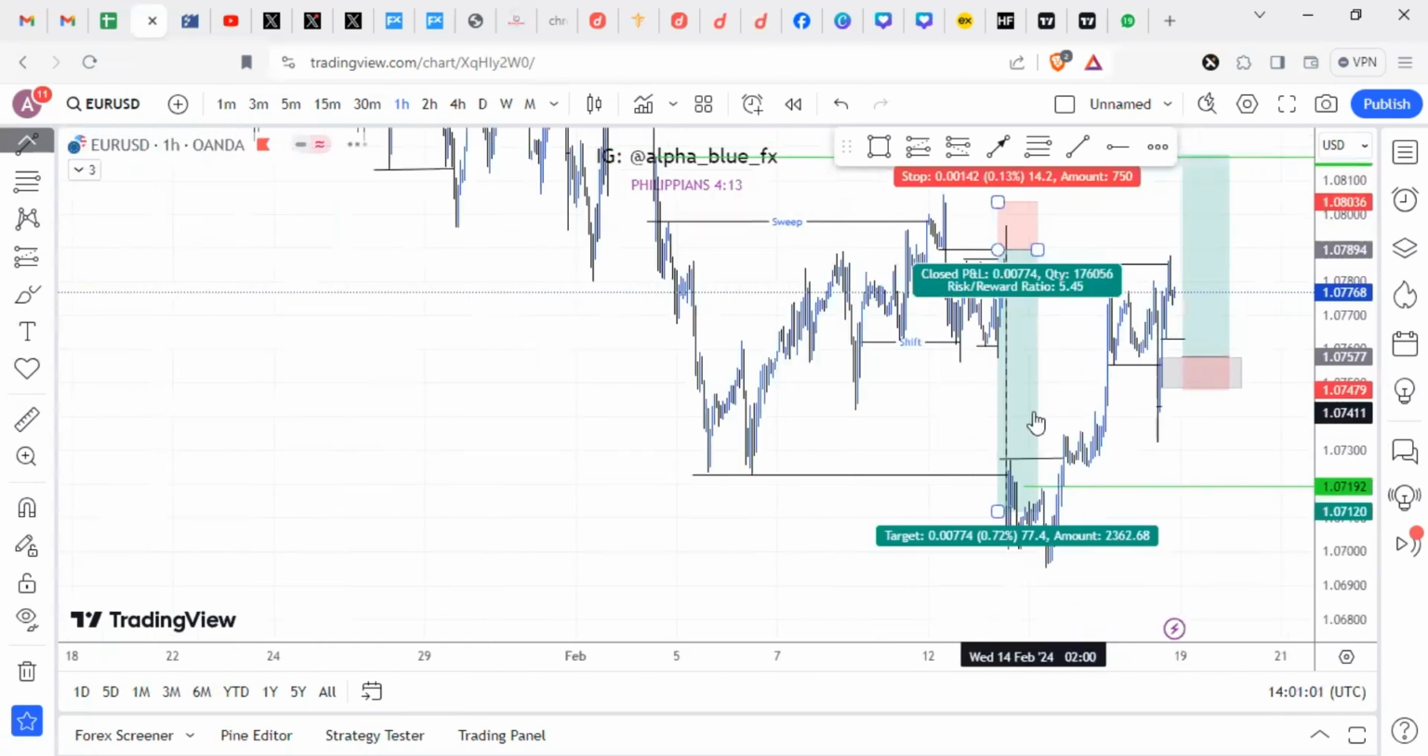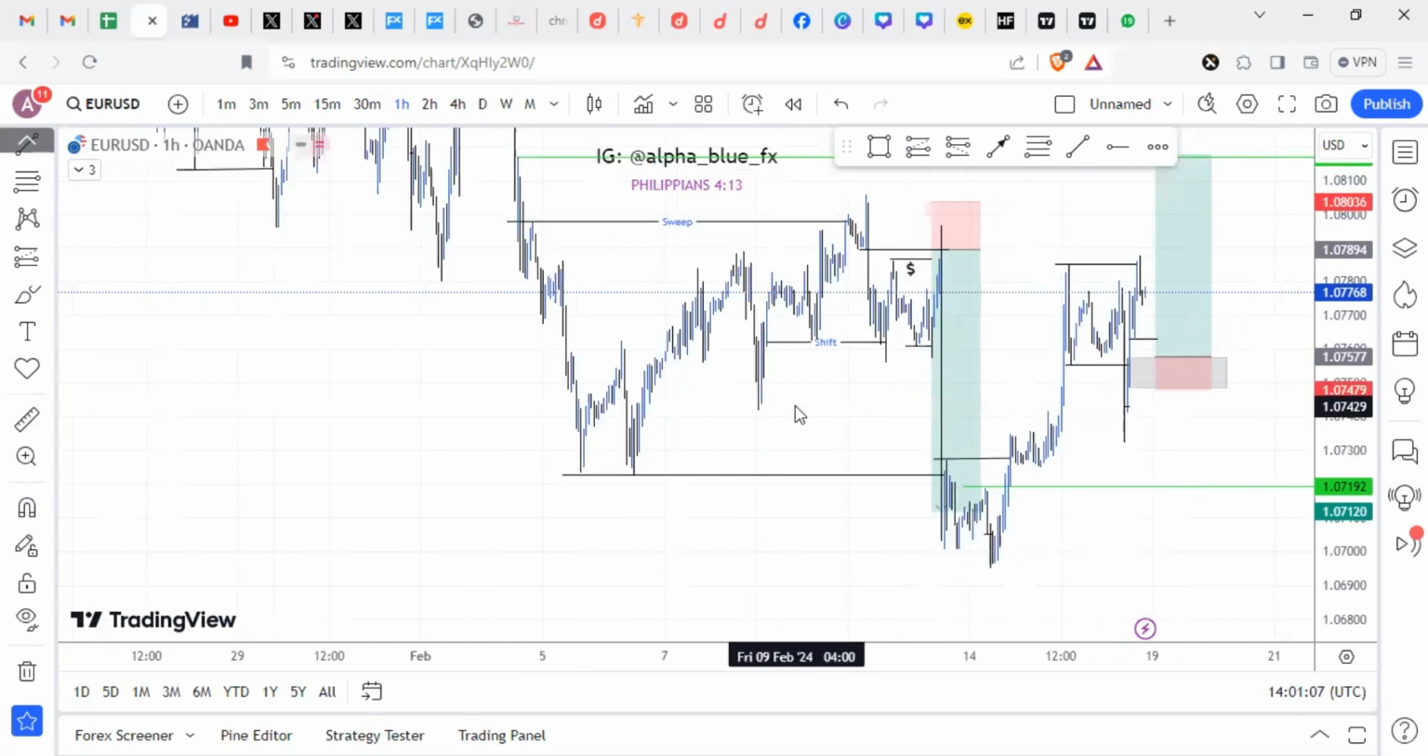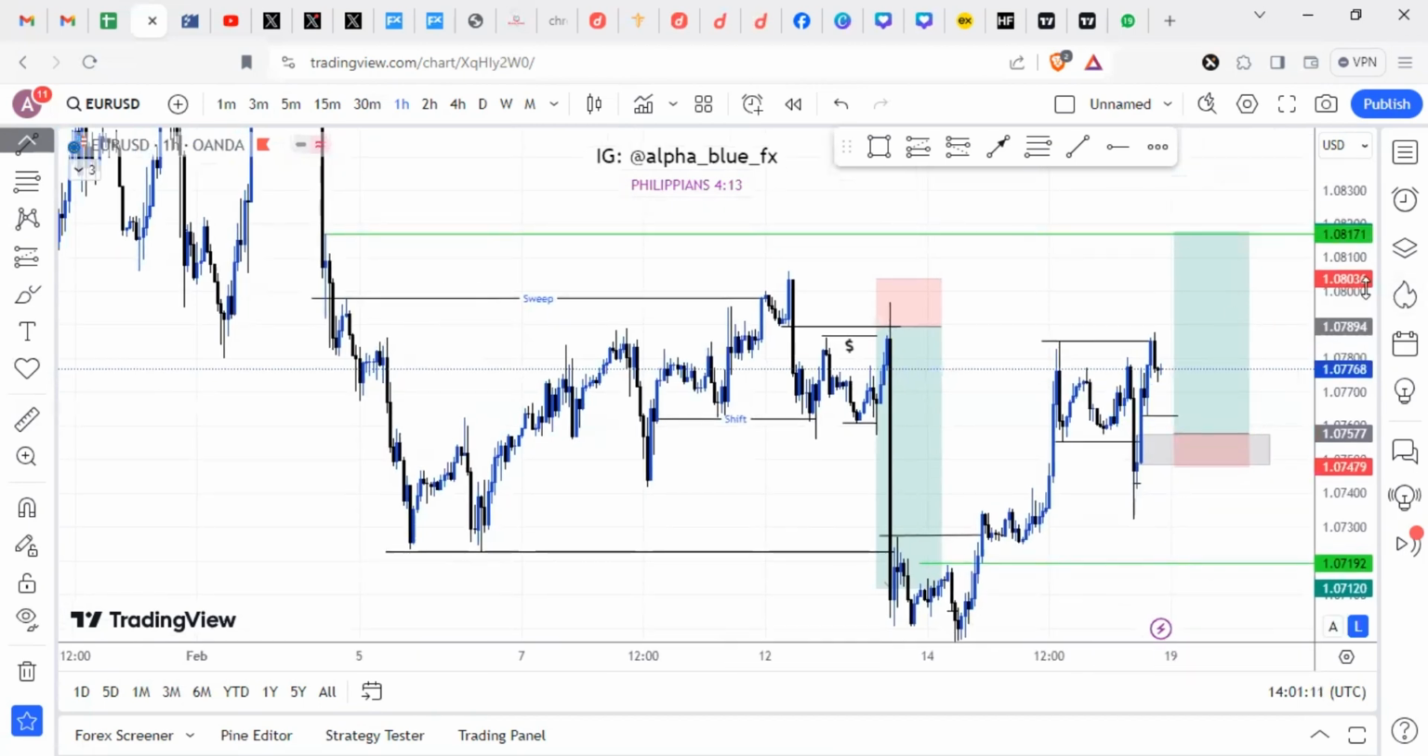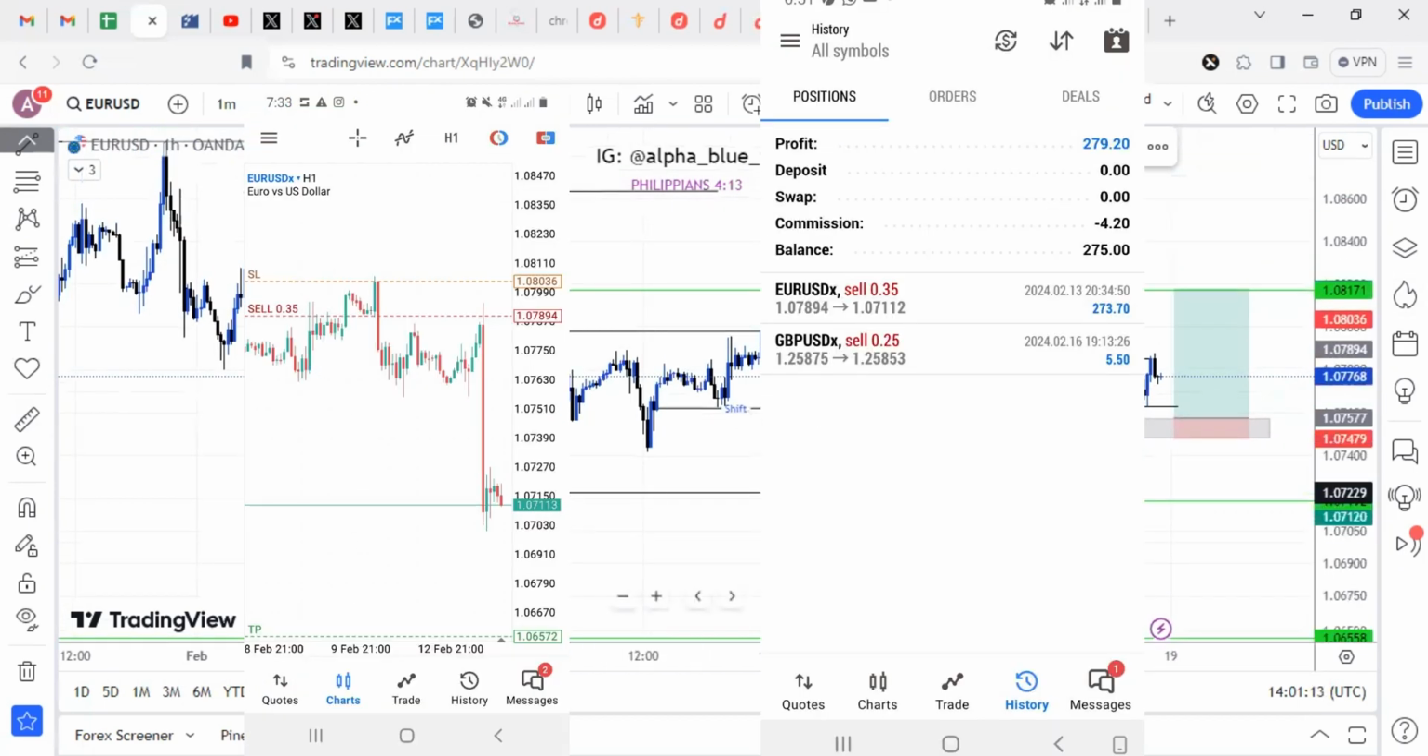So this was the whole trade idea and my entry and my rationale behind this trade that I took last week. I'm going to show you a screenshot so that you don't think I'm just blabbing. I'm going to show you a screenshot of the trade that I executed on my MT5, and I'm also going to show you the profit that I made on this trade, right?